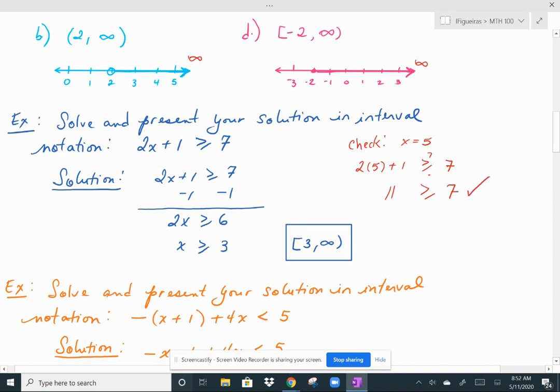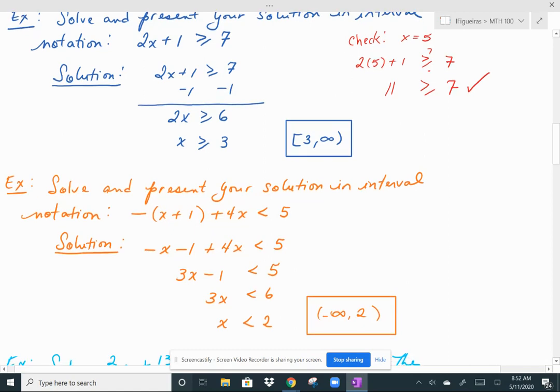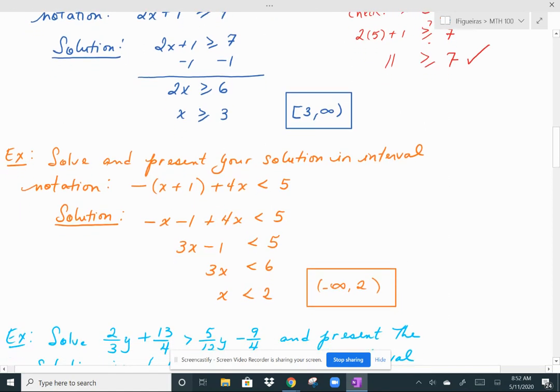All right, here's another example. Solve and present your solution in interval notation. We have negative parentheses x plus 1, plus 4x is less than 5. So first we have to distribute the negative. So we get negative x minus 1 plus 4x. Then combine like terms in the next line. So we get 3x minus 1 is less than 5.